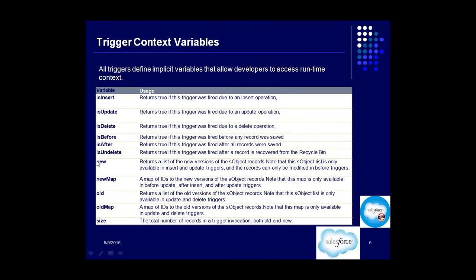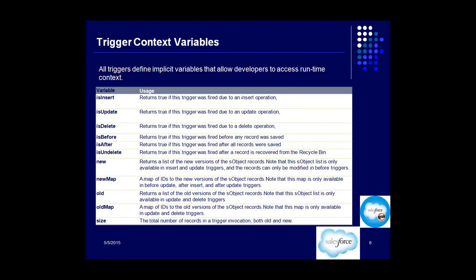Correct? So Trigger.new, and all these variables, are called with the prefix Trigger dot. So it should be Trigger.isInsert, Trigger.isUpdate, Trigger.isDelete, Trigger.isBefore, that way. Trigger.new will return a list of new versions of the SObject records. Note that this SObject list is only available in insert and update triggers. Next, for newMap, this is a map of IDs to the new versions of the SObject records.